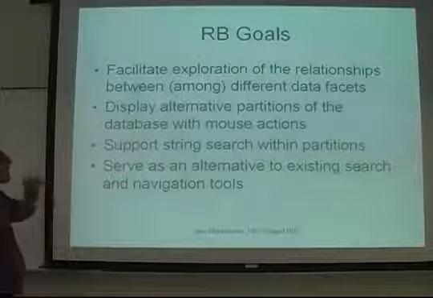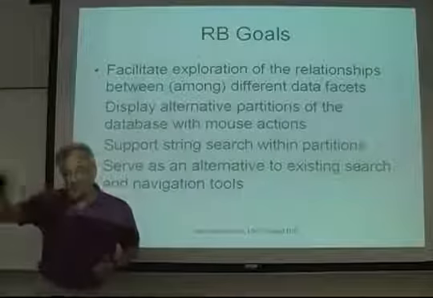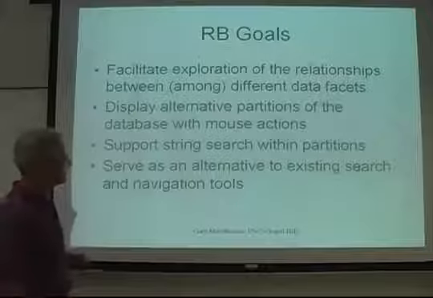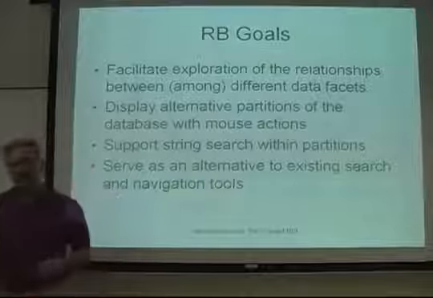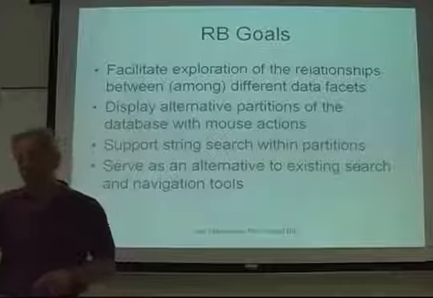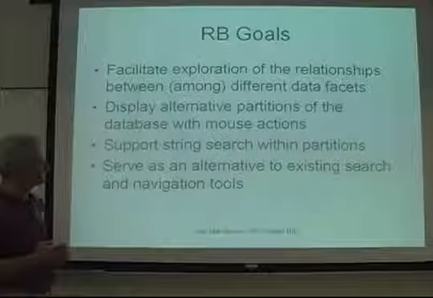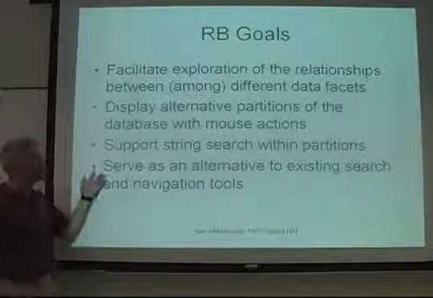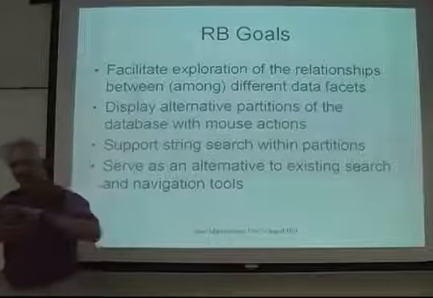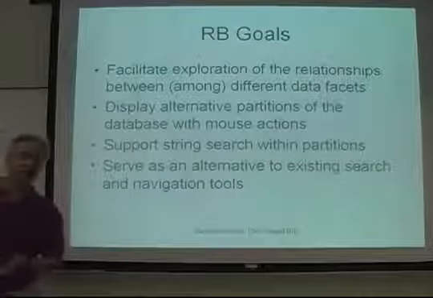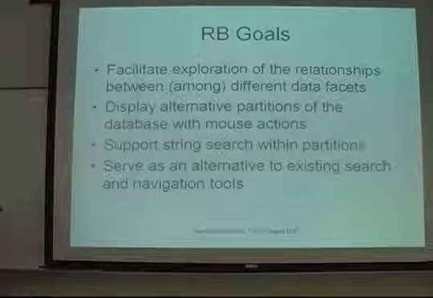We want to display alternate partitions of the database just with mouse actions. So the idea is brushing or hovering is a query form. We want to support string search within partitions so that you should be able to do either full text, or in the case of the relation browser, we really just do field string search at this point in this version of the system. And we want to serve as an alternative to existing search and navigation tools. I don't see this as replacing things, but being an alternative, or something that would be used, say, before or after you do your basic search engine kind of search.